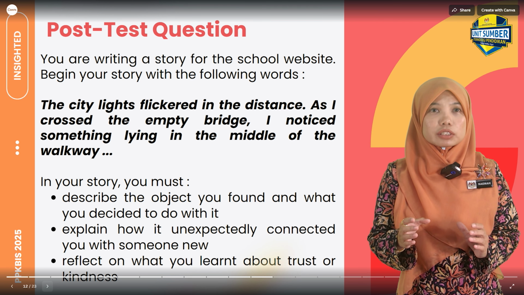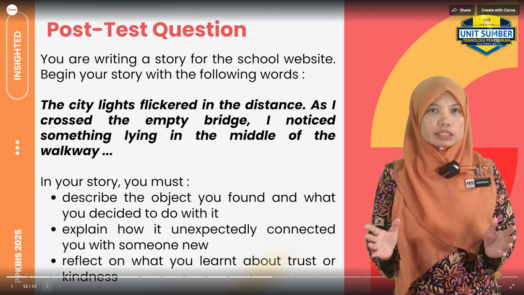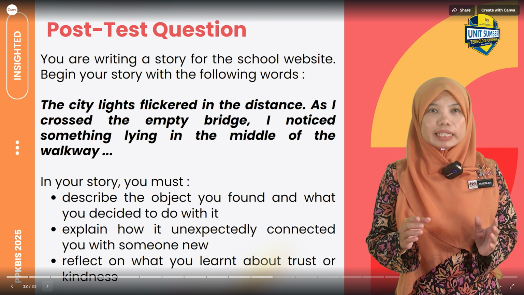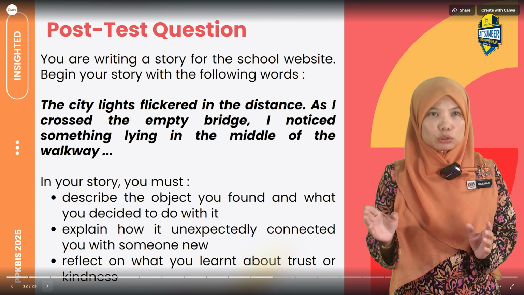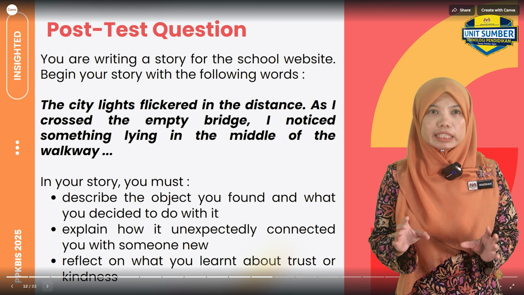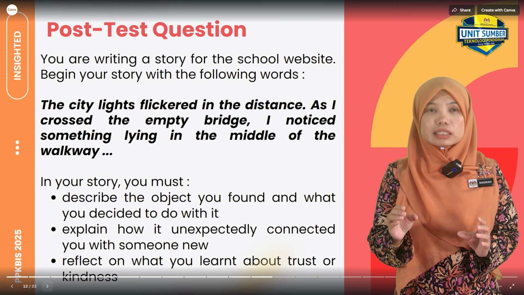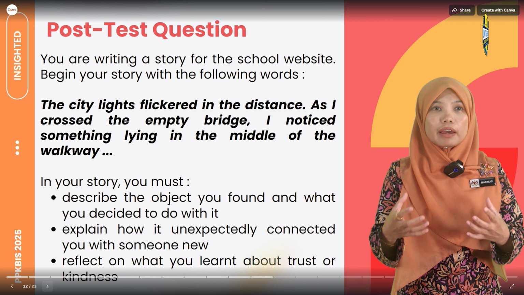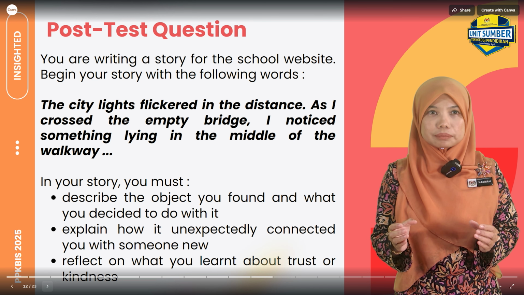So they have to start a story with: the city lights flickered in the distance. As I crossed the empty bridge, I noticed something lying in the middle of the walkway. In this story, they have to first describe the object they found and what they decided to do with it. So for this task, it is similar to the pre-test because I want to see how they have managed to improve their description of the object.